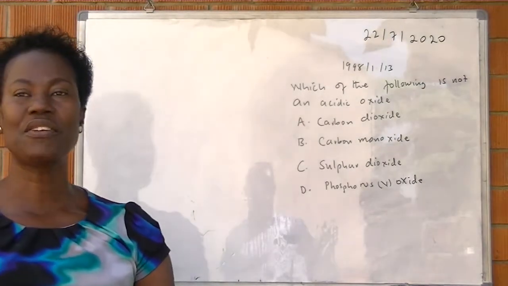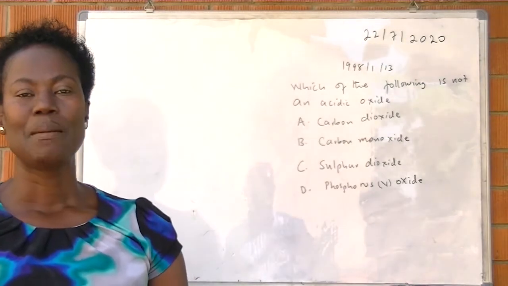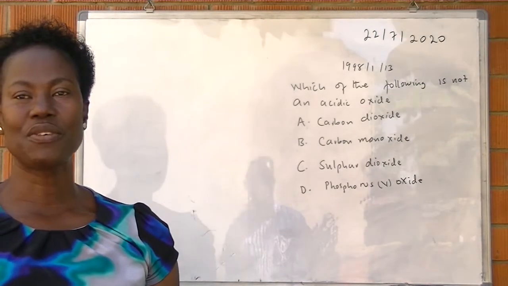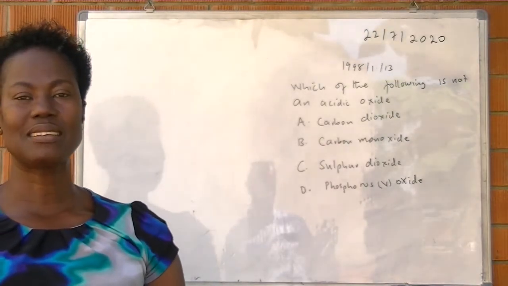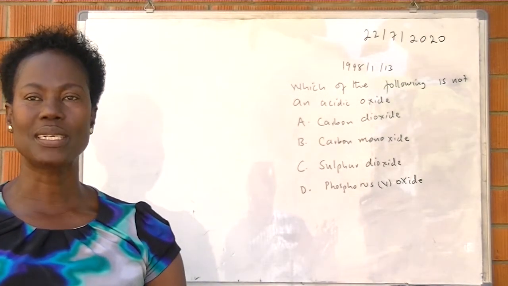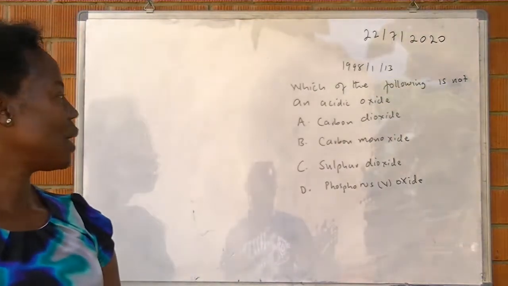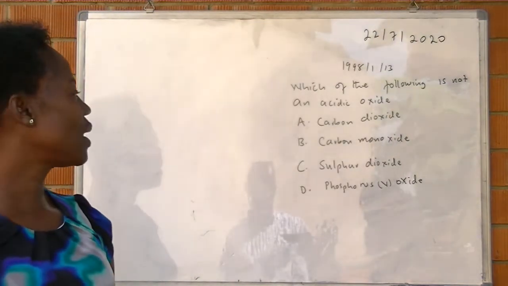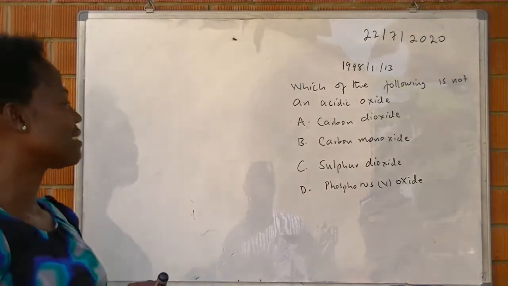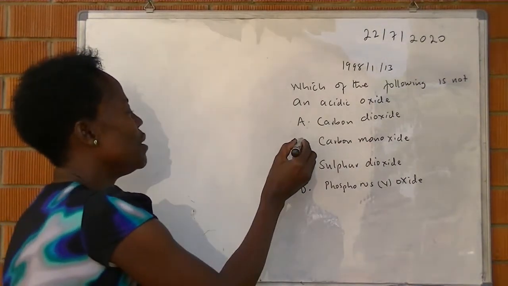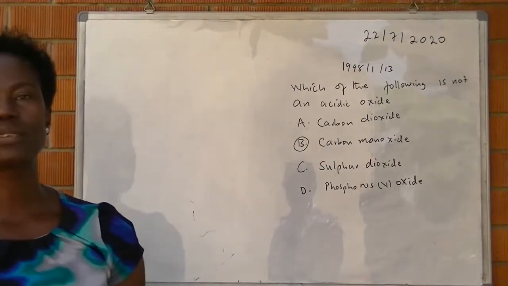But I gave you the different types of oxides. I gave you the acidic oxides, of which I highlighted some examples, and the neutral oxides. The neutral oxides, the examples were water and carbon monoxide. So when we go back to our question, which one of the following is not an acidic oxide? Automatically the answer is B, carbon monoxide.